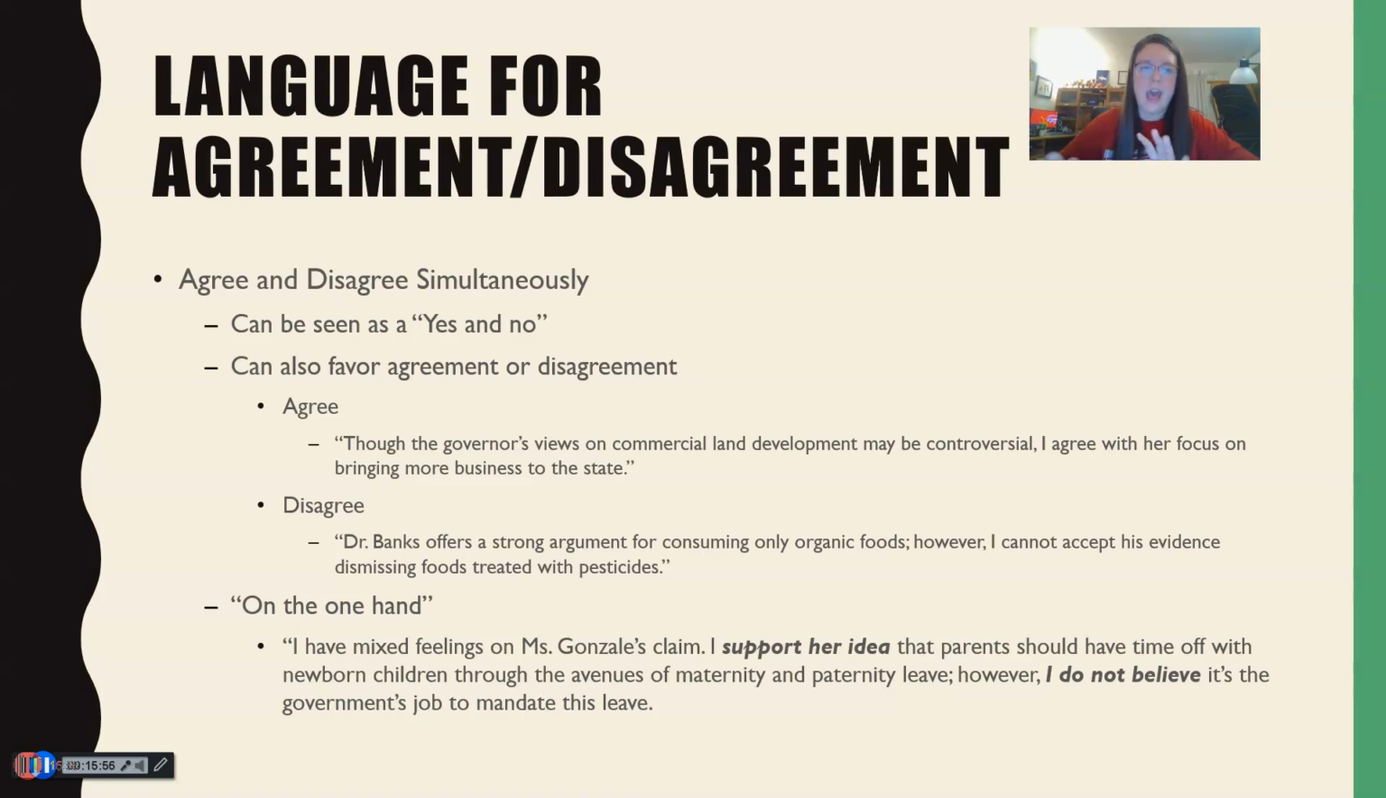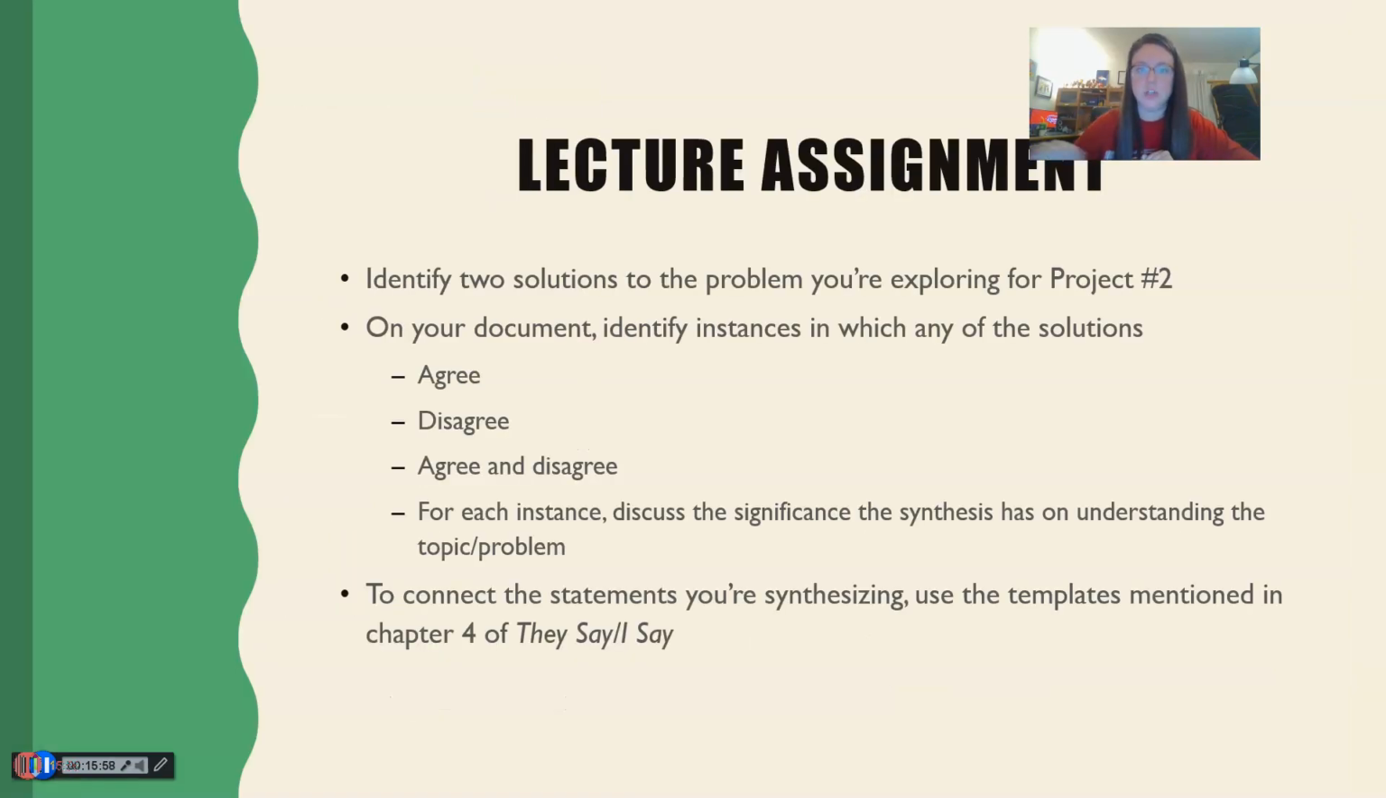So with that, let's talk about the lecture assignment. What I'd like you to do is explore or identify 2 solutions to the problem you're exploring for Project 2. On your document, I want you to identify instances in which any of the solutions agree, disagree, agree and disagree. And for each instance, discuss the significance the synthesis has on understanding the topic or problem.